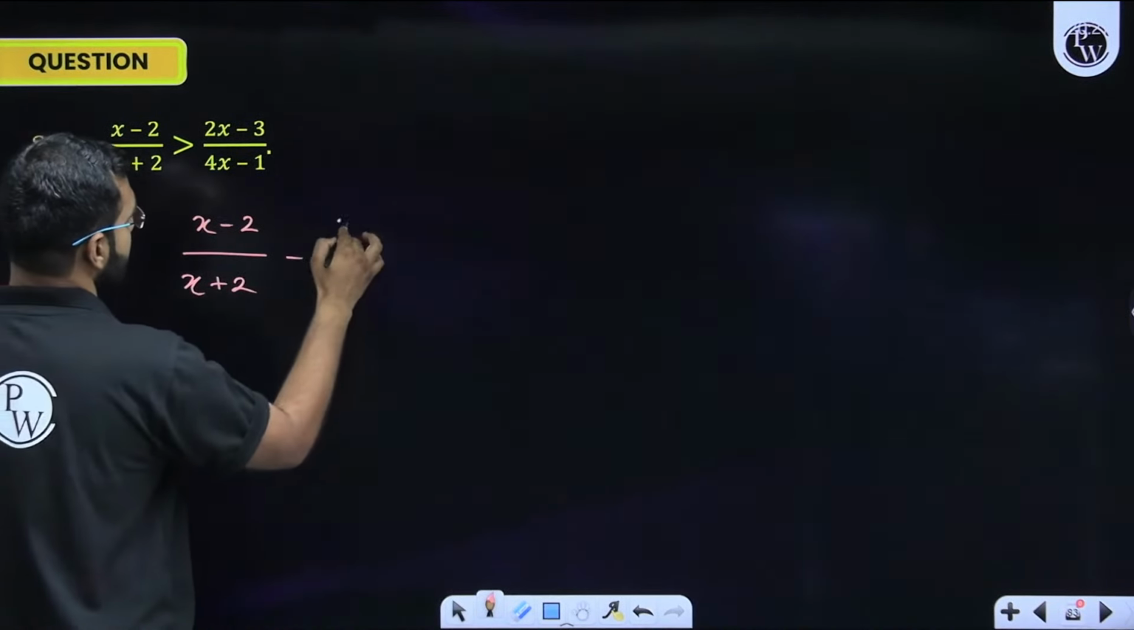So I have to simplify the numerator first. Let me work on the numerator. It will be 4x into x, that is 4x square. Then it will be minus 8x minus x, so that will be minus 9x. And there you have plus 2. Correct me if I'm wrong in terms of calculation: 4x square minus 8x minus x, minus 9x, and plus 2.